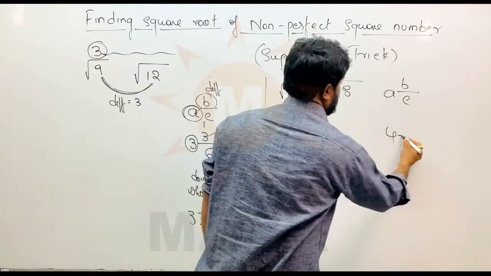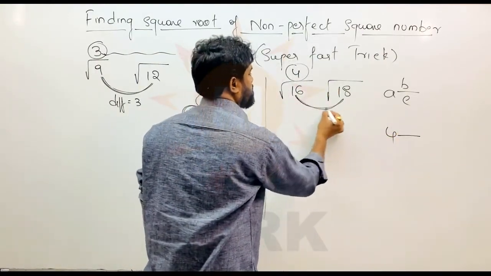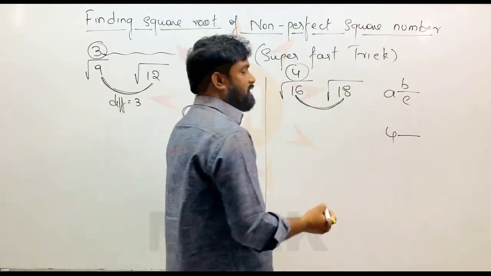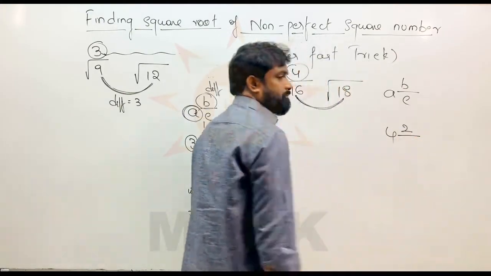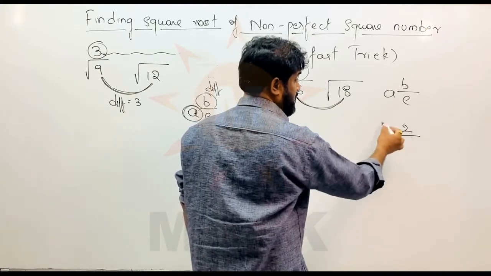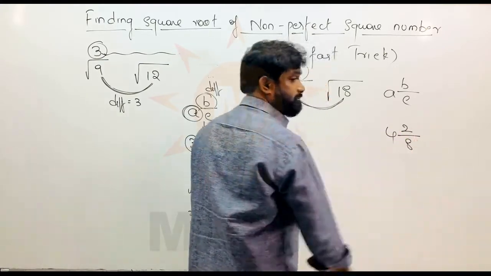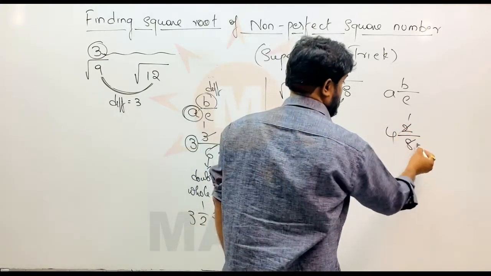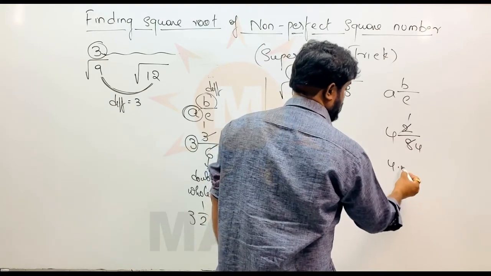Now in the place of the numerator, as I said, the difference between these two numbers. What is the difference between 16 and 18? The difference between 16 and 18 is 2. And here in the denominator, what number should come? The double of this whole integral. What is double of 4? 8. So 4 2 by 8, that is 4 1 by 4, that is 4.25.